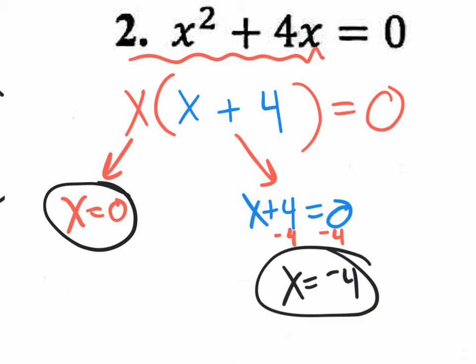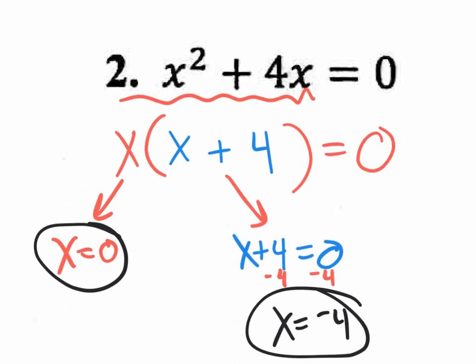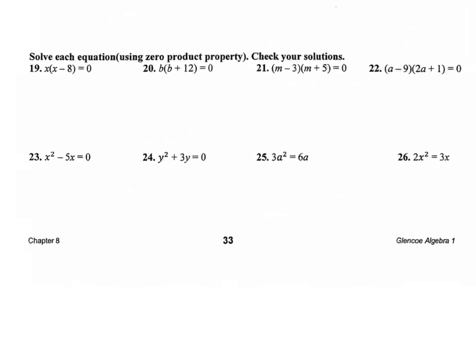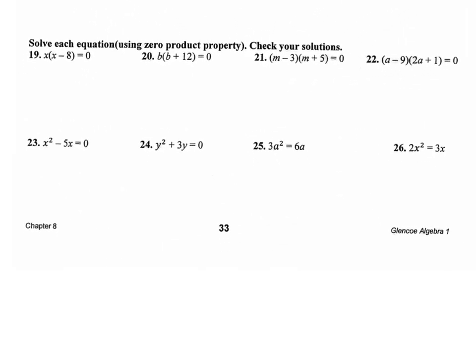So zero product property, it looks like it's totally random, something new, right? Where something times something equals 0. But the reason why we're doing zero product property right now is because we are learning how to factor. And when you factor, you end up with multiplication, and then you could apply the zero product property. So let's take a look at our homework now. If you don't know about this zero product property, you cannot do questions 19 through 26.